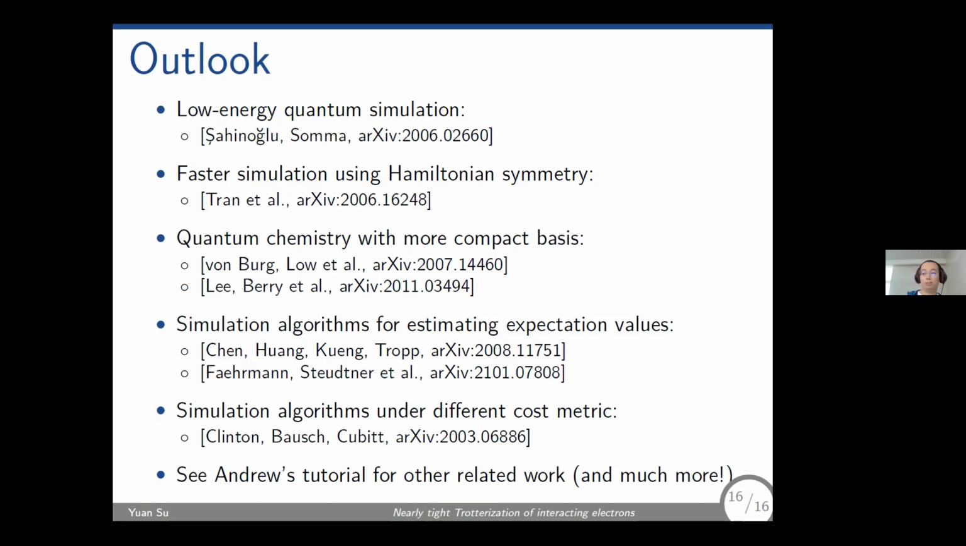And finally, there's a very nice tutorial given by Andrew Childs. Please go and check out this tutorial for other related work and much, much more.